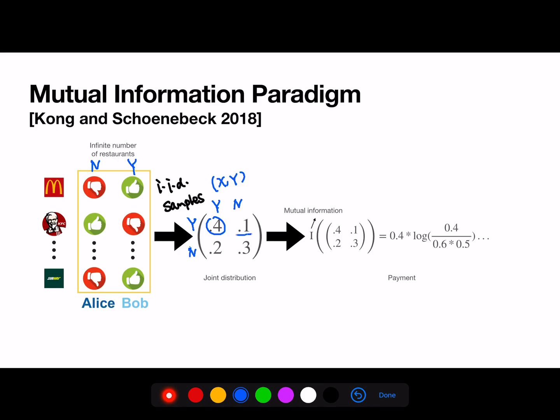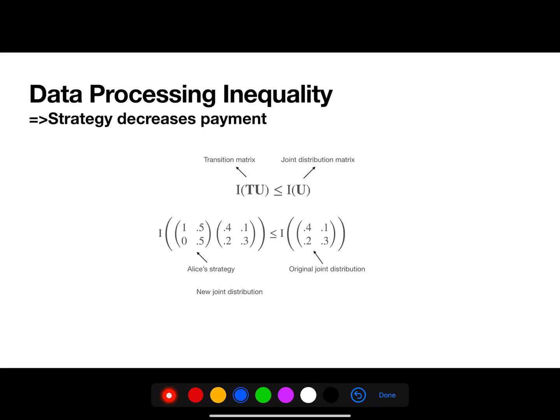The point is that mutual information measures the correlation between X and Y. If Alice and Bob have very similar tastes, they're going to have very high correlation. But even if they have very different tastes, they can still have very high correlation. It may be negatively correlated, but that doesn't matter, because mutual information is non-negative. So this is a way to pay them the correlation to incentivize them to be informative. The mathematical reason behind it is here.